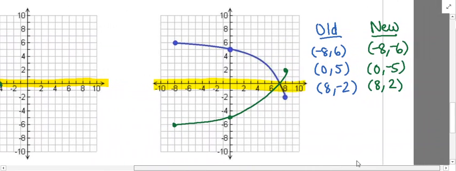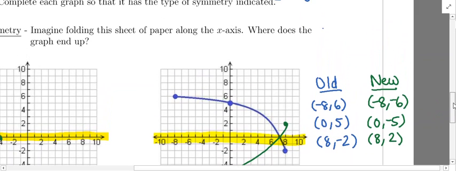But if you go over here, you see the same thing. If you're comparing old versus new, your x coordinates do not change. You've got -8, -8, 0, 0, 8, 8. The y coordinates, however, change sign. We go from +6 to -6. We go from +5 to -5. And then finally, we go from -2 to +2. Okay, so we are going to go ahead and write this down as an observation.